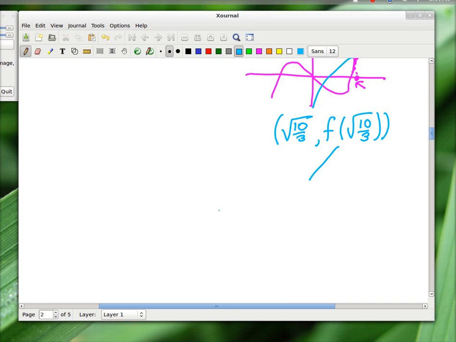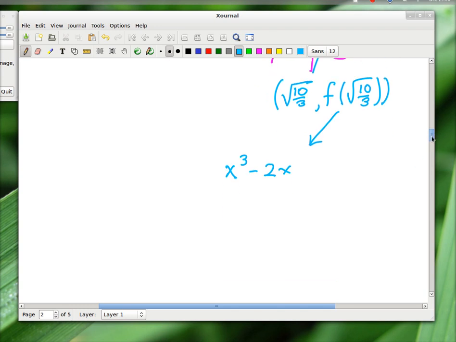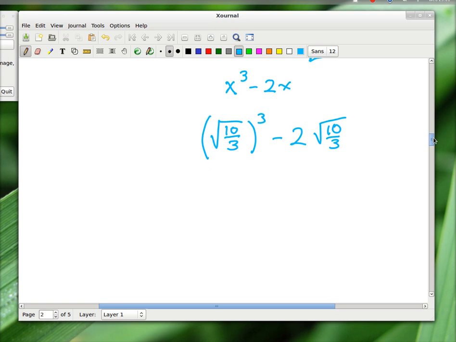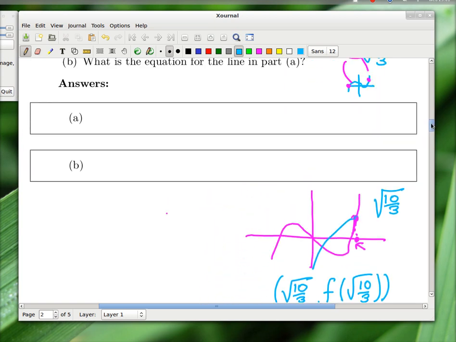This is, I plug it into x cubed minus 2x, right? So what happens when you plug this thing in here? It doesn't get any prettier, unfortunately. So we have now the square root of 10 over 3 cubed minus 2 times the square root of 10 over 3, okay? And I know maybe you don't like carrying the radical around, but there's nothing wrong with it.